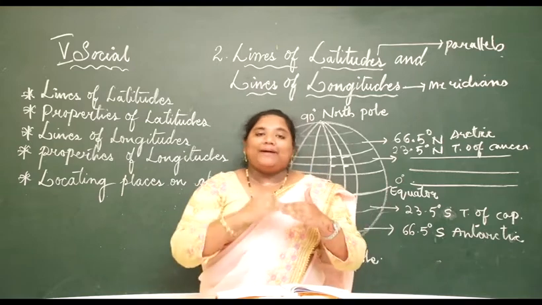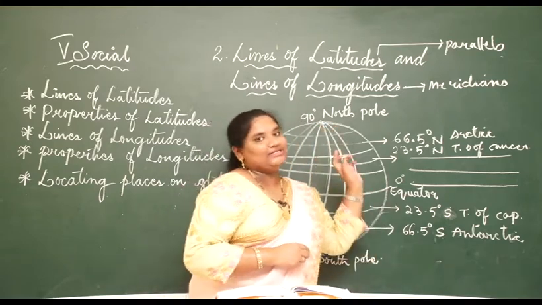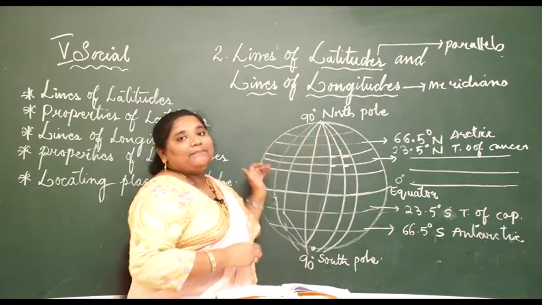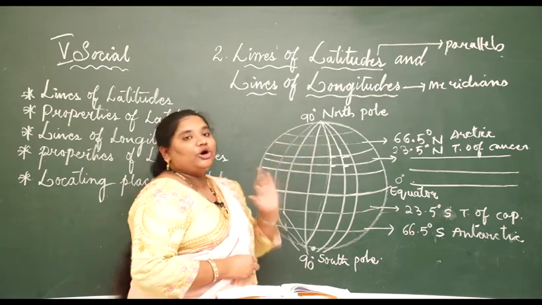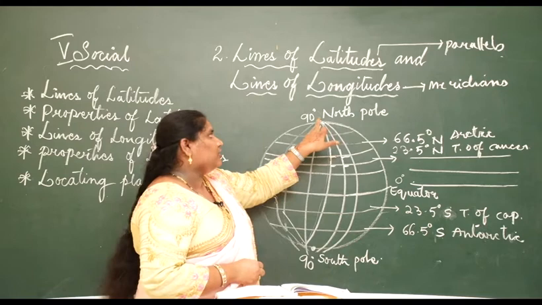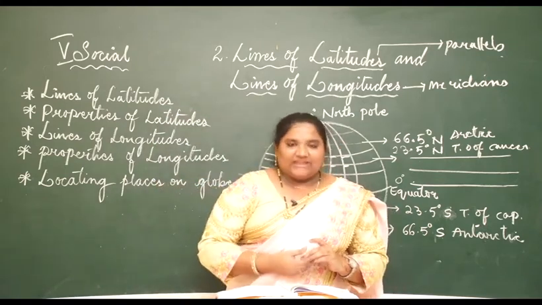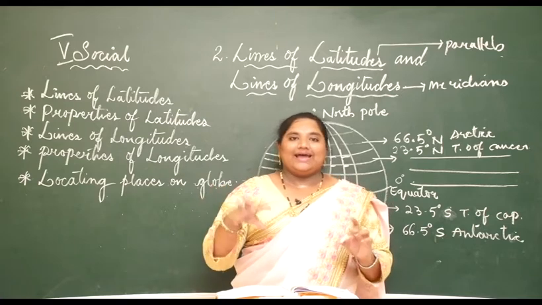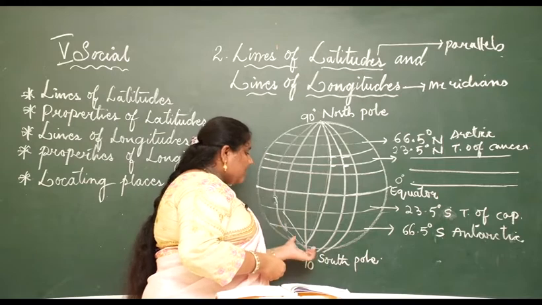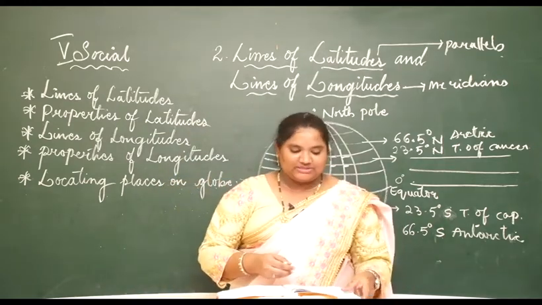Longitudes are not parallel to each other but meet at the two end points. Latitudes are parallel to each other, but longitudes are not parallel. They meet at a point, which is the North Pole and the South Pole. The longitudes are the farthest apart at the equator, and the length decreases as they meet at the poles. Okay, these are the properties of longitudes.